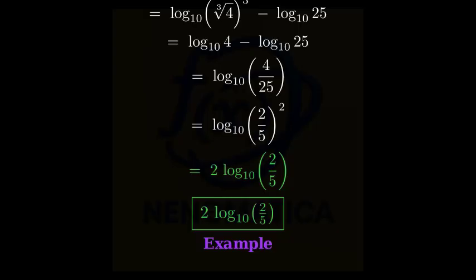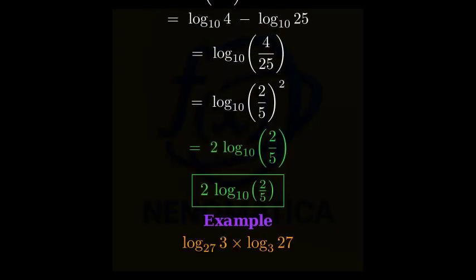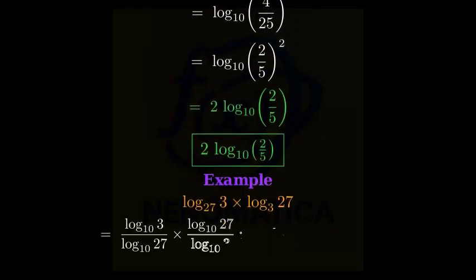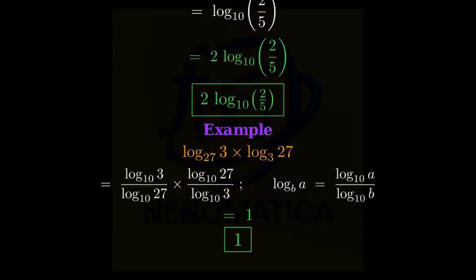Use the change of base formula to base 10 for both factors. Step 2. The two fractions are reciprocals, so the product equals 1. Final answer. Recap. We strictly followed the image steps.